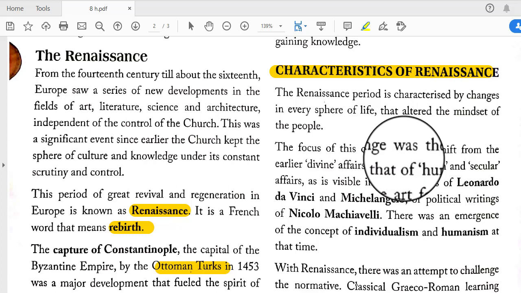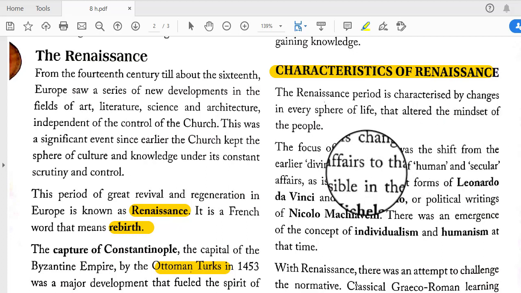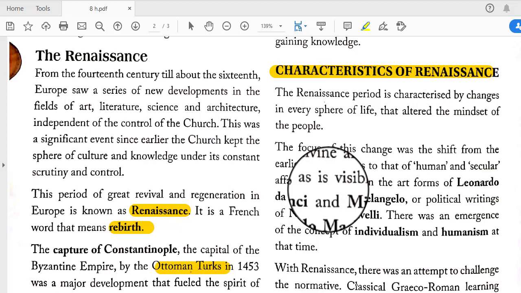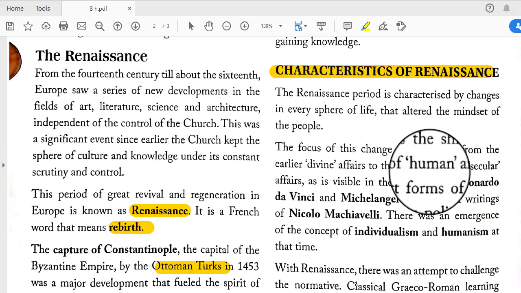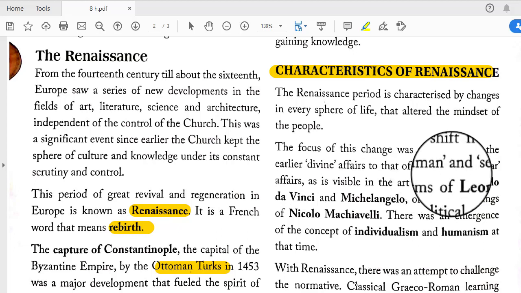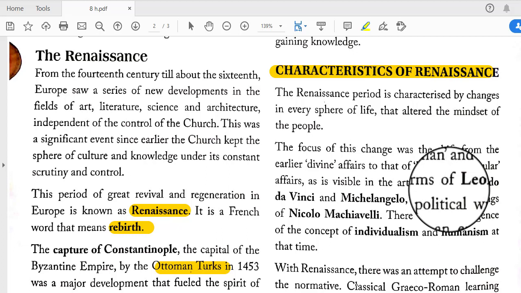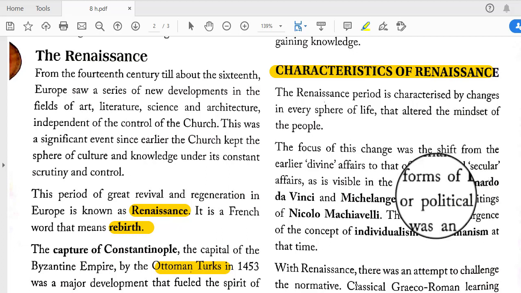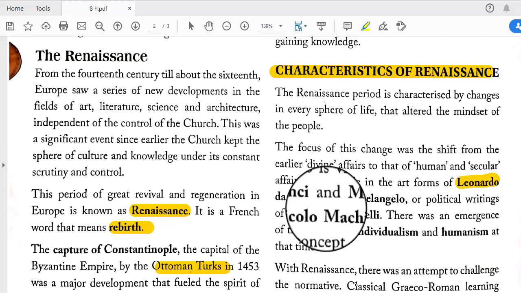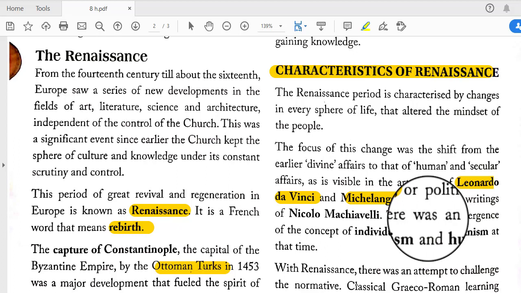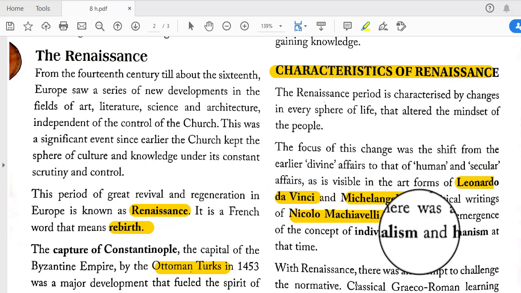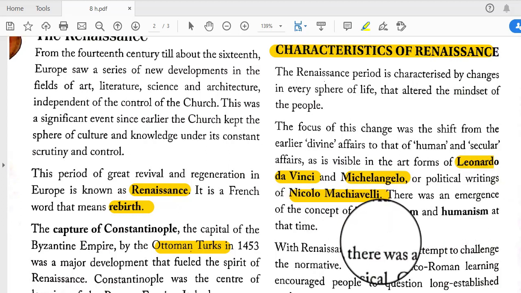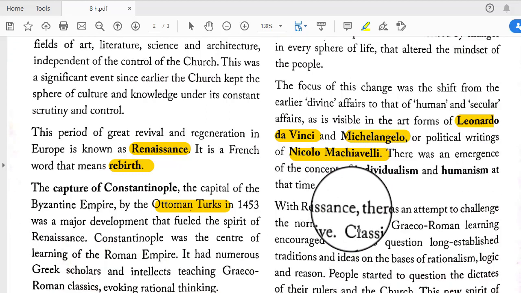So the focus of this change was the shift from the earlier divine affairs to that of human and secular affairs. The earlier concept was divine affairs, and it changed into human and secular affairs, and it is visible to us in art with the help of Leonardo da Vinci, an artist, and Michelangelo, or in political writings, Niccolo Machiavelli. There was an encouragement of the concept of individualism and humanism at that time.